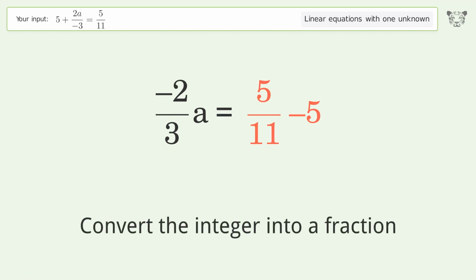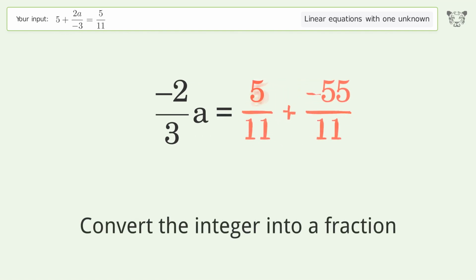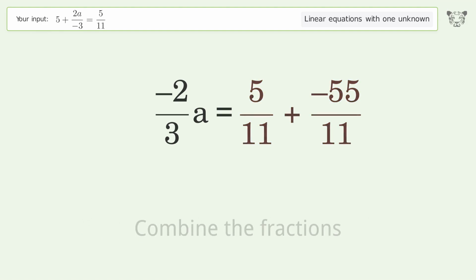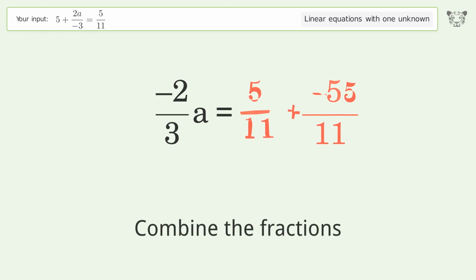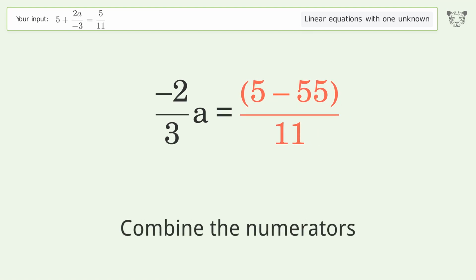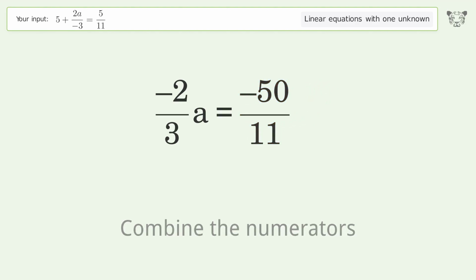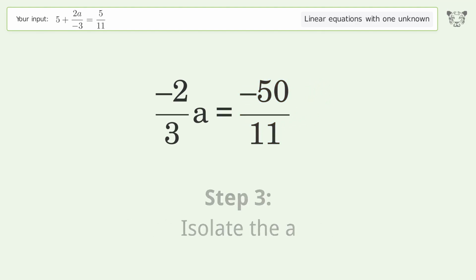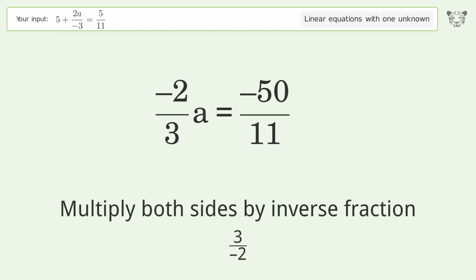Convert the integer into a fraction. Combine the fractions. Combine the numerators. Isolate the a. Multiply both sides by inverse fraction 3 over -2.